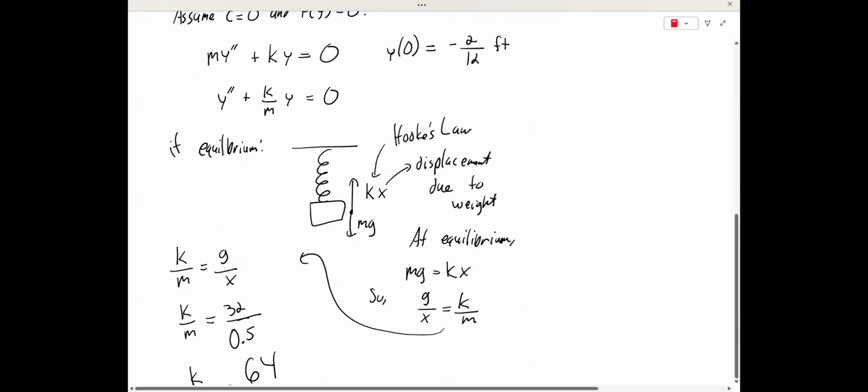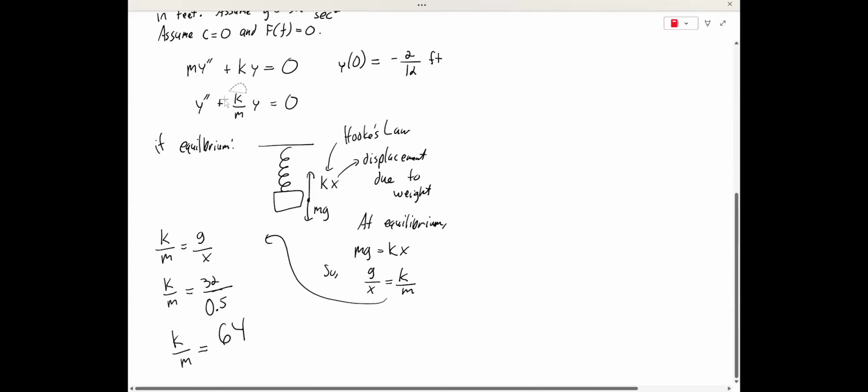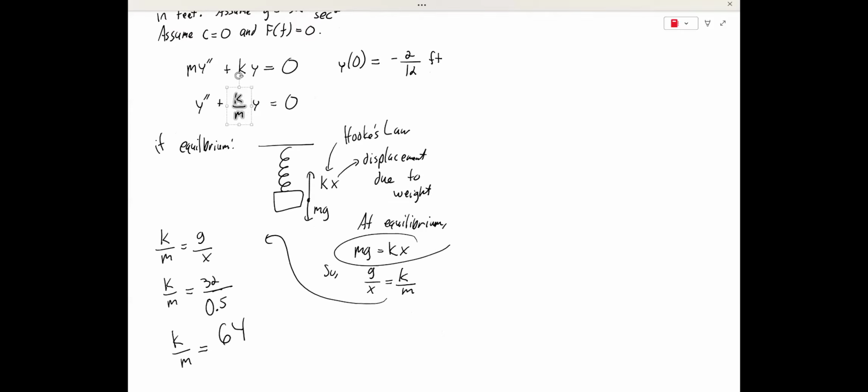So again, really all you need here is the ratio of k to m. Basically it comes from this part right here, in equilibrium. If the weight is sitting there, stretching the spring, then the weight has to be equal to the force of the spring up. So this is kind of the key thing right here. Then if we can get k over m equal to 64, that's the part that goes right here.